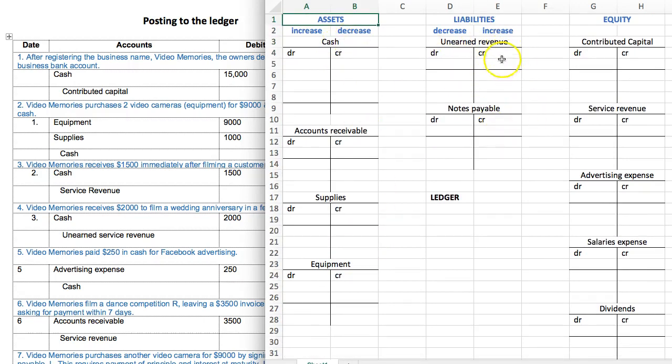Here are my liabilities, and all liabilities increase on the credit side and decrease on the debit side. Equity is mixed up. We have contributed capital and we have revenue, and these will both increase on the credit side. Expenses and dividends are parts of equity. Remember that the profit and the dividends are included in the retained earnings calculation. So revenues, expenses and dividends are ultimately part of retained earnings, and they will follow the rules for retained earnings.